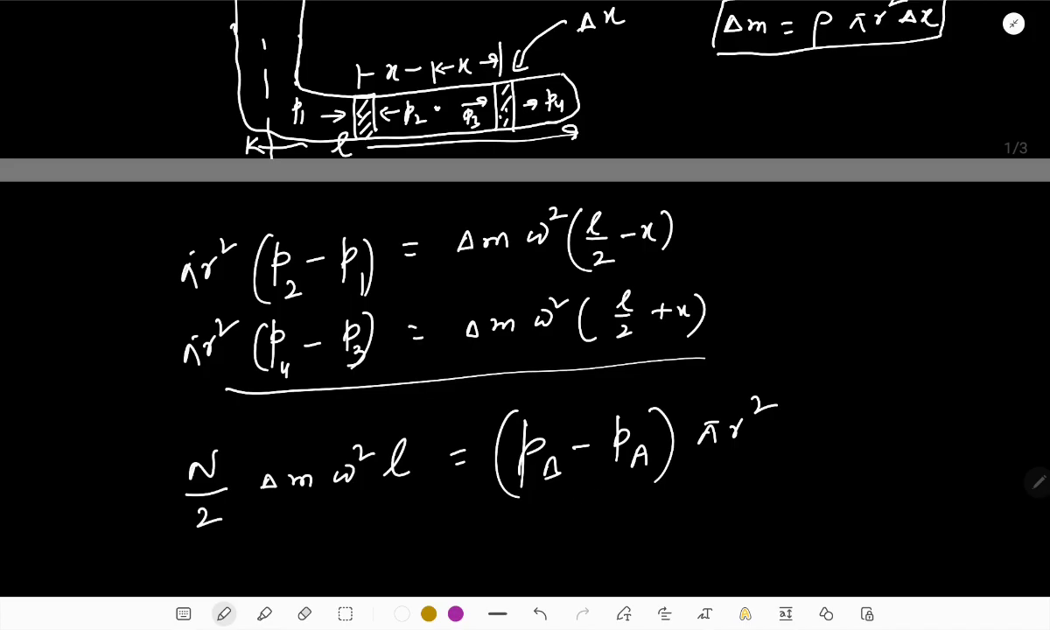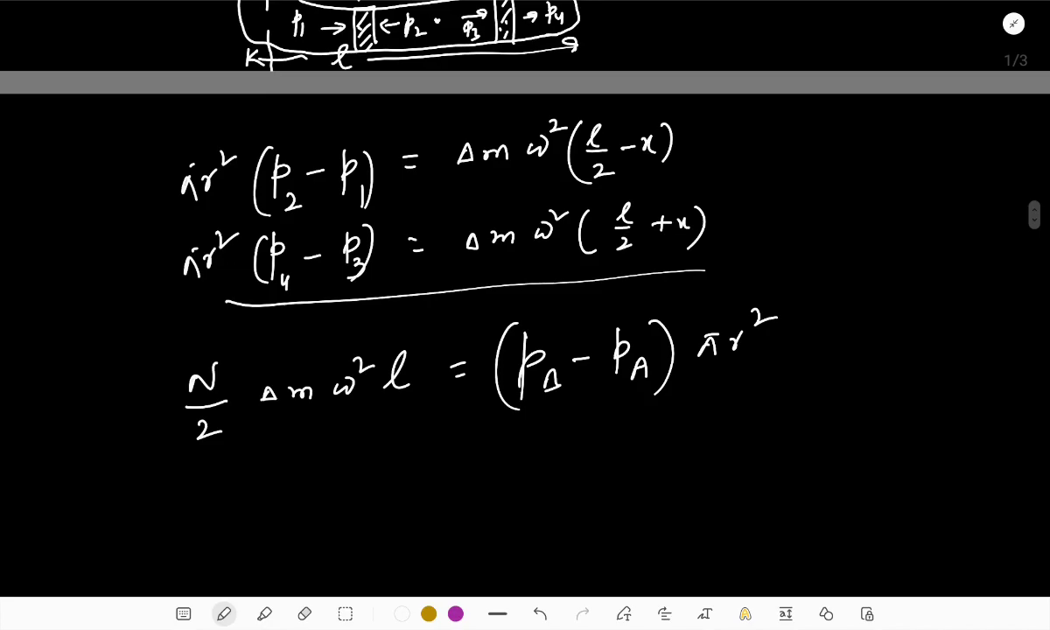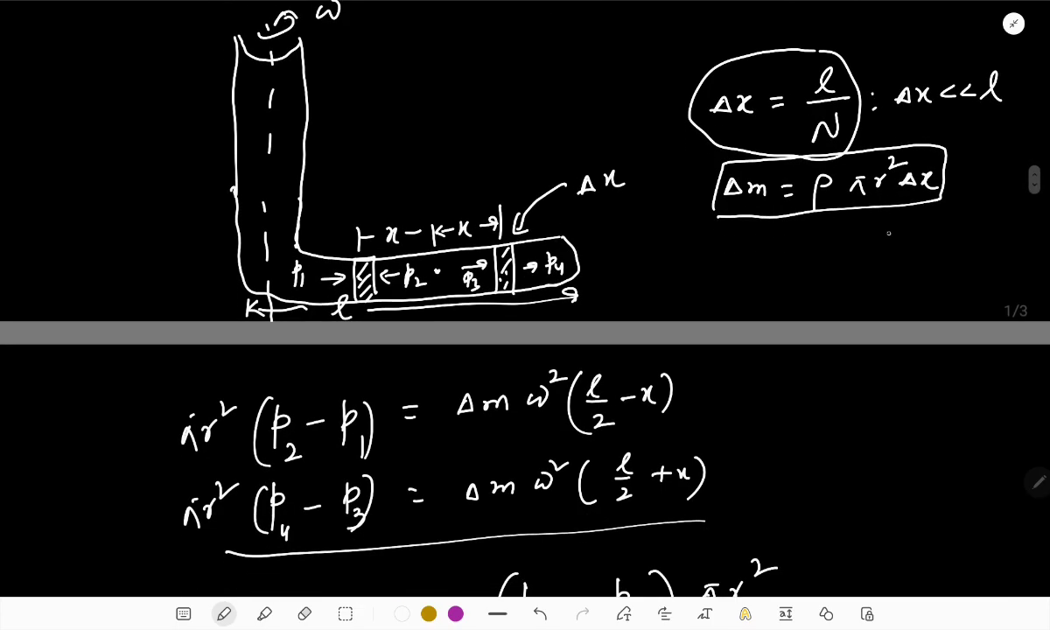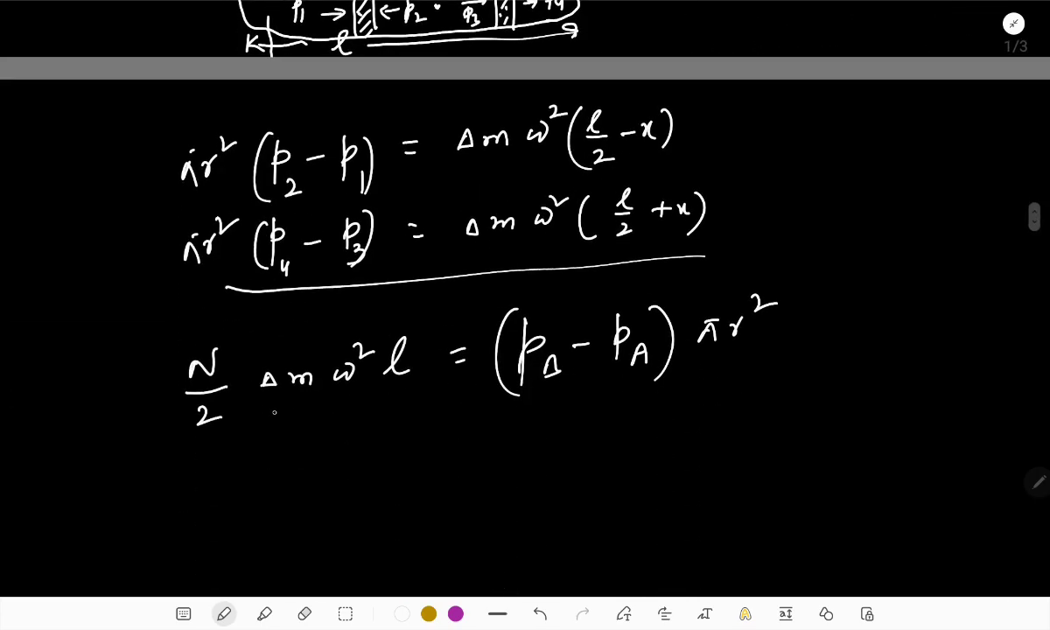Now this is the correct thing to write after adding for all such pairs, and put in all the values. You can calculate n from here, and you can also write delta m from here, and just put all those things. You will get the result simply as rho omega square L square by 2 equal to 4 sigma by r minus rho gh.